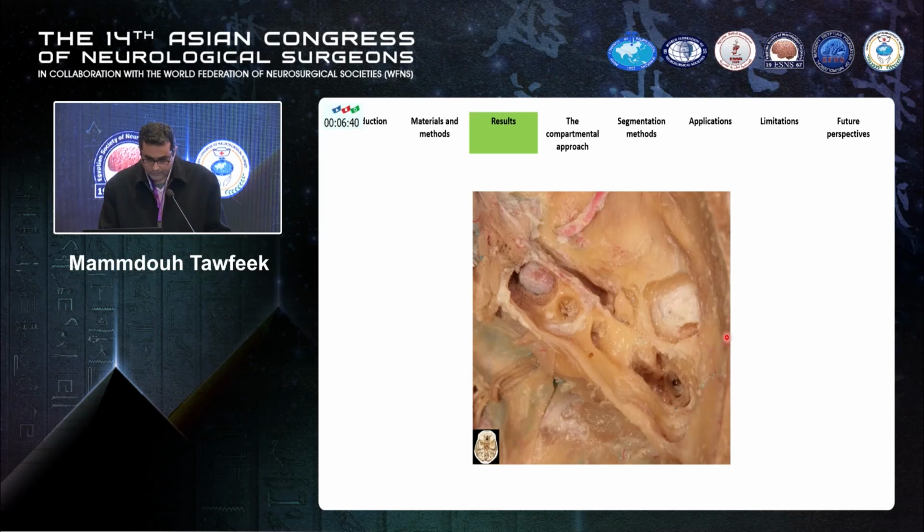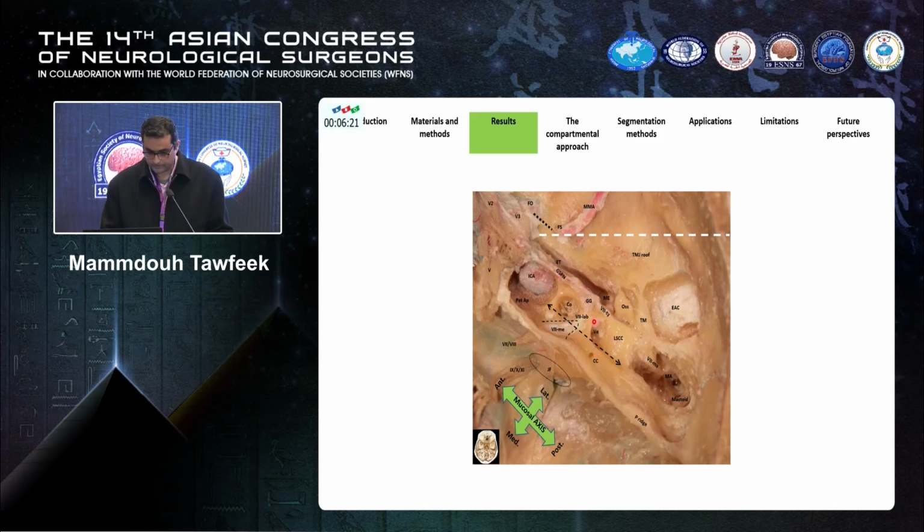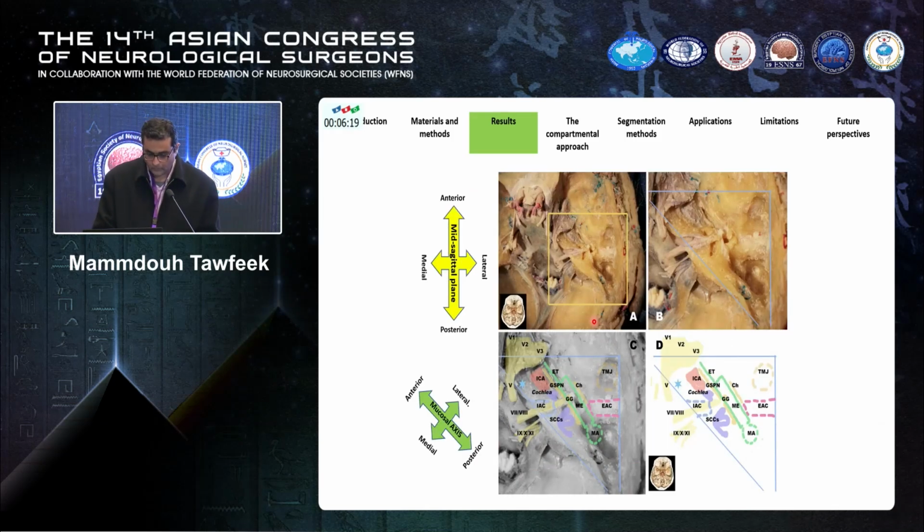So this is after dissection of the superior Petrous surface, and all the elements are exposed. These are the elements. We have the roof of the TMJ, temporomandibular joint. This is the roof of the external auditory canal, the facial nerve on all its segments, the internal carotid artery, the Petrous apex, and other parts of the neural compartment. This is with color code.